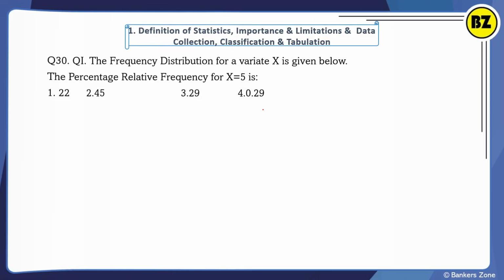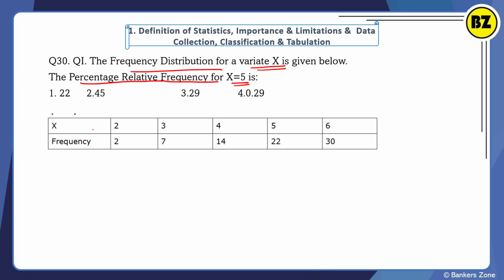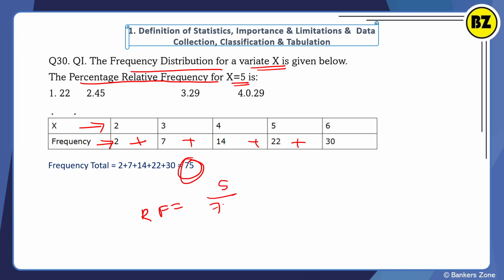Okay, see, the frequency distribution for a variate x is given below. The percentage relative frequency for x equal to 5 we have to identify. Very easy. They have given the x values and the corresponding frequencies also. Now, what will be the total frequency? 2 plus 7 plus 14 plus 22 plus 30. So 75 will be the total frequency. What they are asking is the relative frequency with respect to 5. So 5 upon 75.